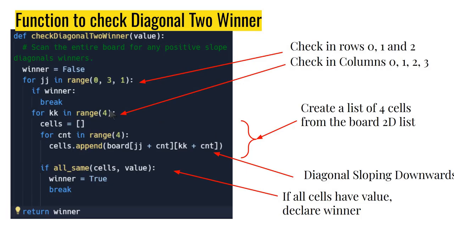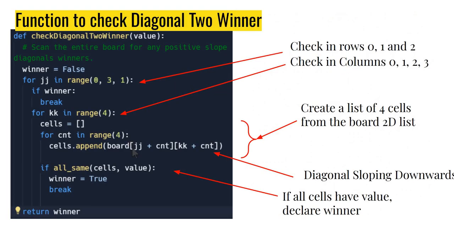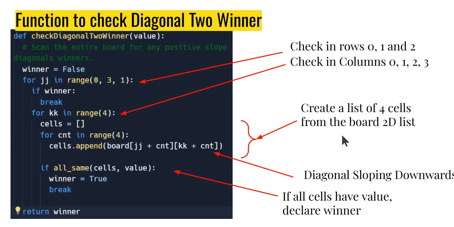So remember, my rows here are between 0, 1, and 2, because it must start from somewhere here. And the columns are 0, 1, 2, 3. Of course, this indexing changes because now I'm looking at the diagonal that slopes downwards. Once again, to understand this, let's look at one example. Starting at 0, 0, my next item is 1, 1, 2, 2, and 3, 3, which means I'm increasing both JJ and KK. And that's exactly what I'm trying to do over here.